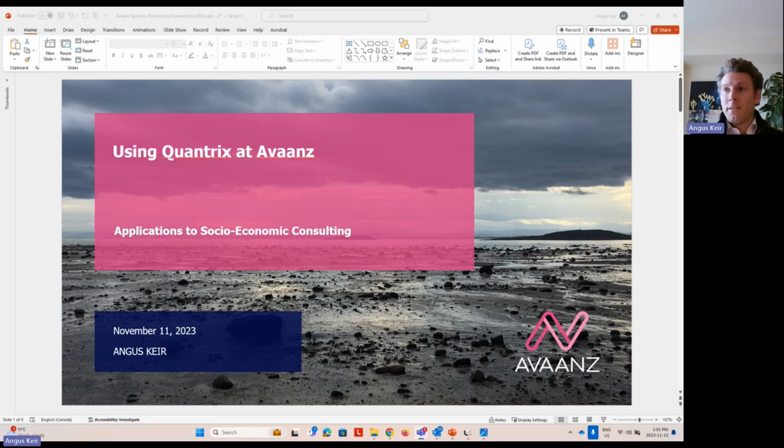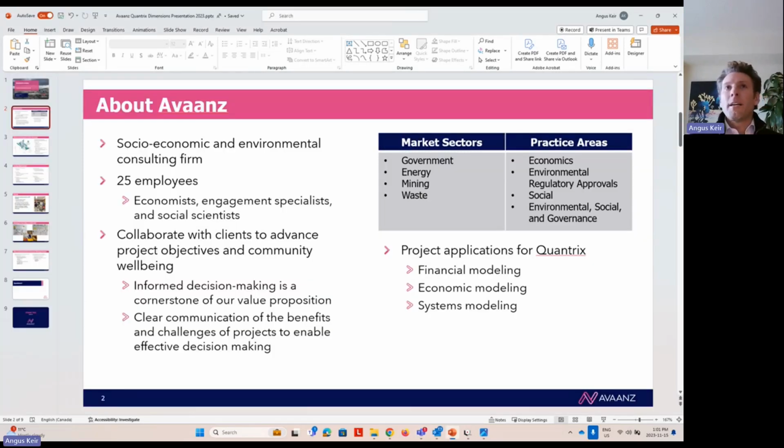Recently, during COVID, 3 years ago, I formed a new company, Avaanz, which is a socioeconomic and environmental consulting firm. We've grown to 25 employees. We include economists such as myself, engagement specialists, social scientists, and various environmental consultants, including planners. What we do is we collaborate with clients to advance project objectives and community well-being.